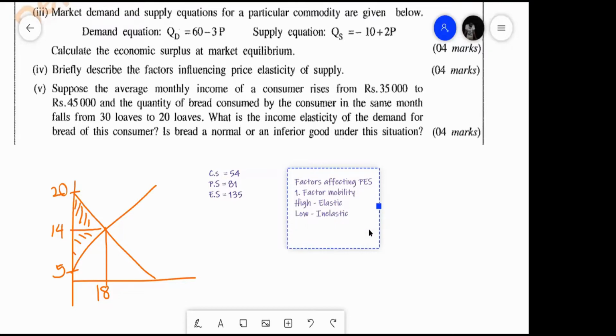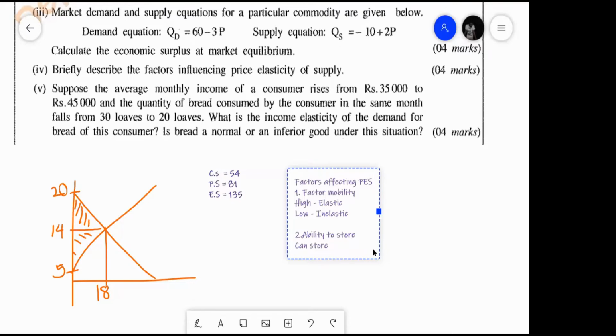Then you can talk about the ability to store the good. Point number 2. That is whether the good is perishable or not. If you can store, that means it's non-perishable. High factor mobility means you can easily change your factors of production. When the price of one good increases, if there is a high level of factor mobility, you can soon take the factors of production from one industry and put them into the other industry. Therefore it's elastic.